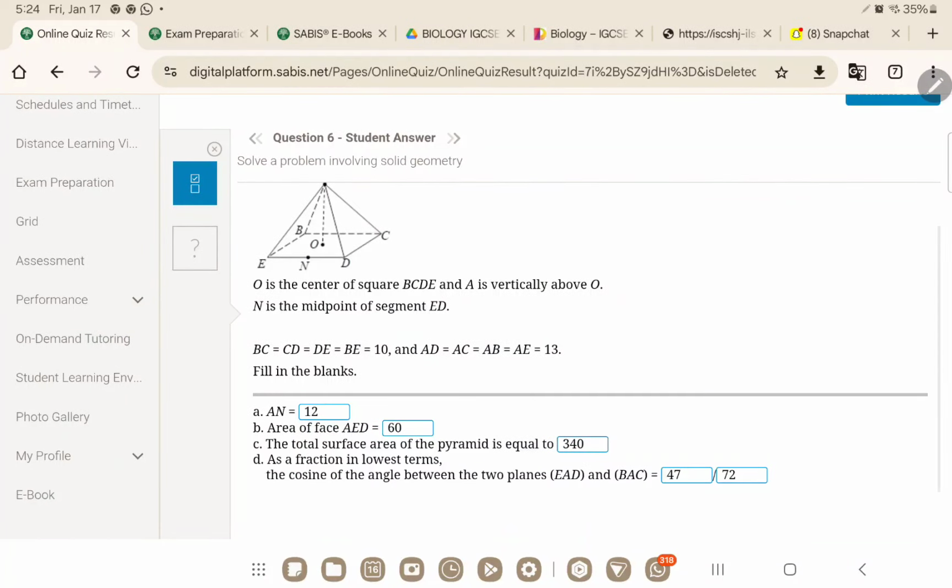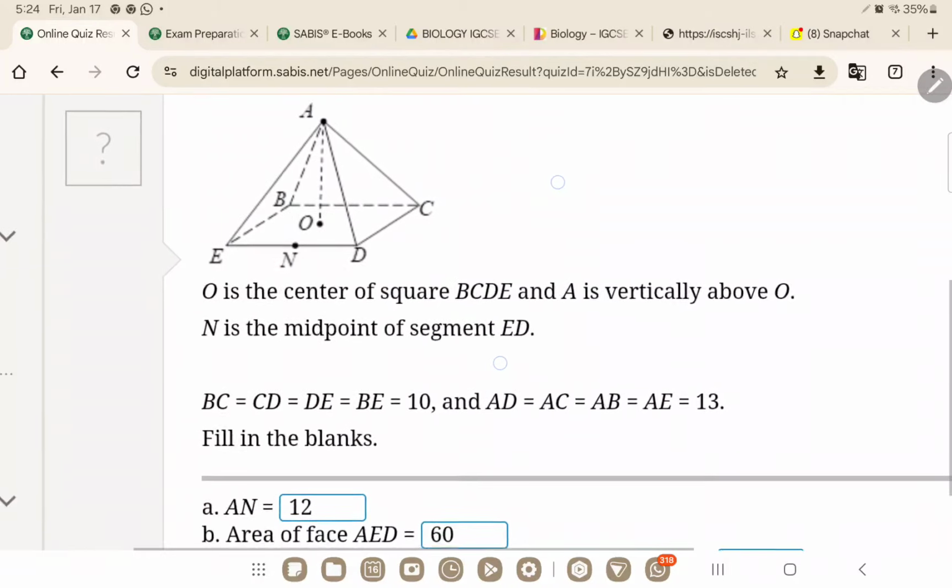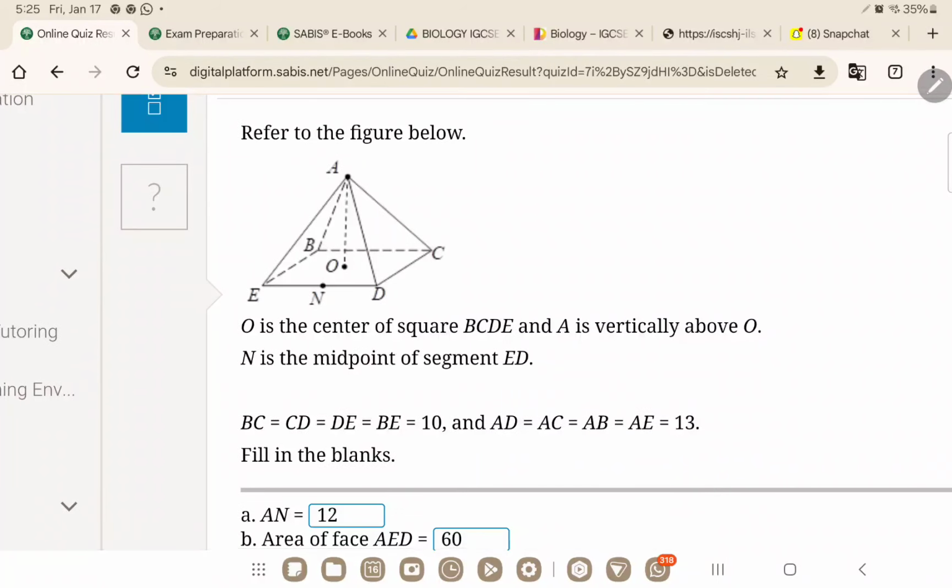Okay, so for this question, they gave us a square pyramid and they're asking us different questions. So let's start. The first question asks us to find AN. Now this is AN, right? We know that AN is sitting on a triangle, AED. It is an angle bisector and it's a median. We know that side BC, all the sides in red here, other than AN, of course. Let's change AN's color.